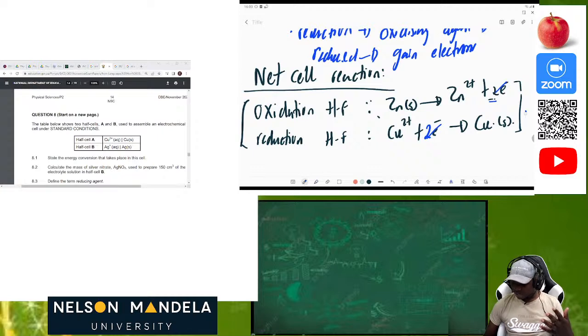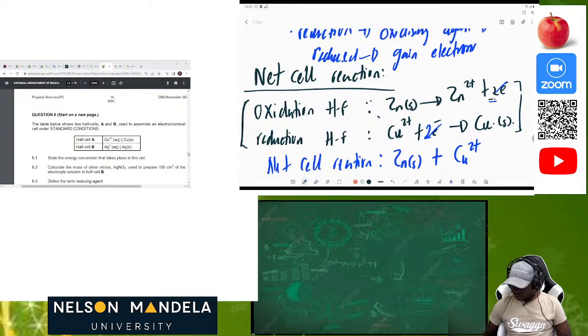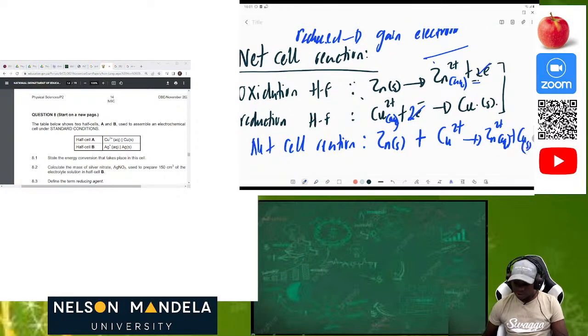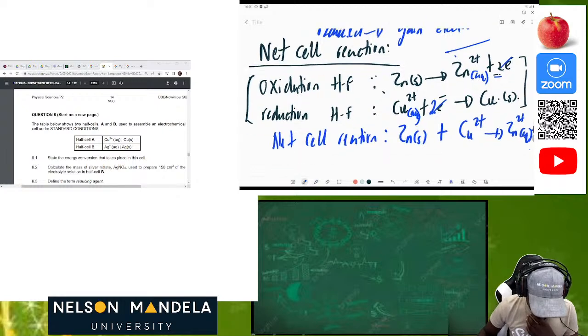Then what do we do? How do we write our net cell reaction? Starting from the oxidation, it will be Zn in solid plus Cu2+, then we put our arrow. Cu2+ is aqueous. On the other side we start with Zn2+, which is aqueous, then we add Cu, which is solid. This is so important to understand for the net cell reaction.